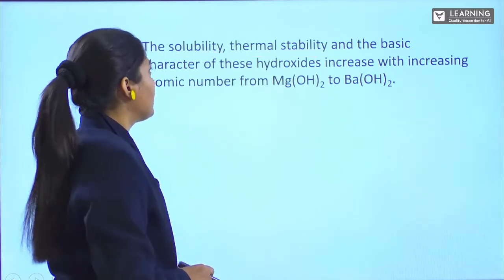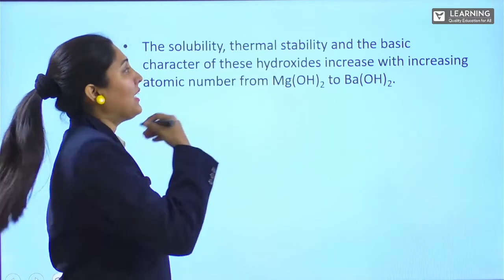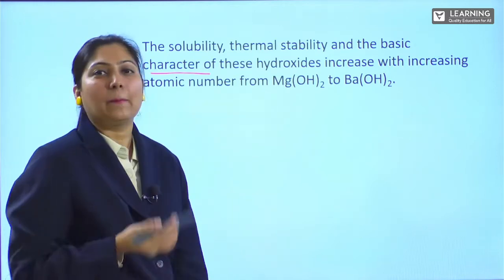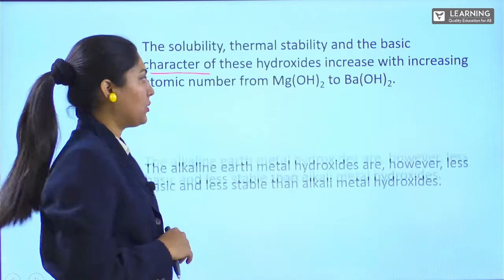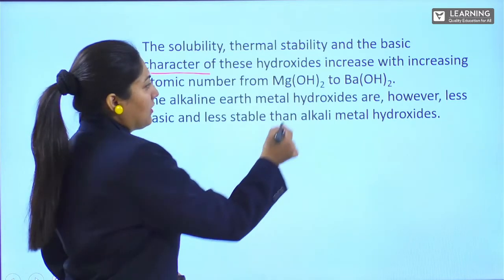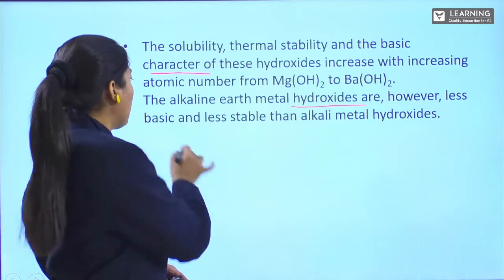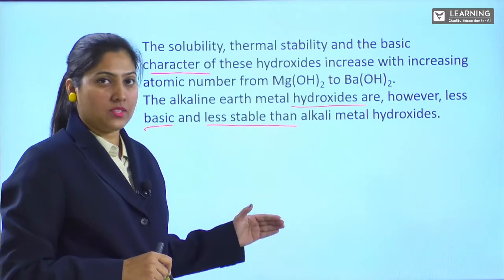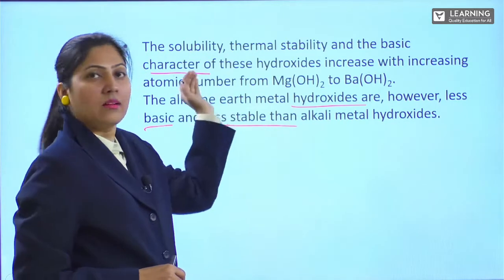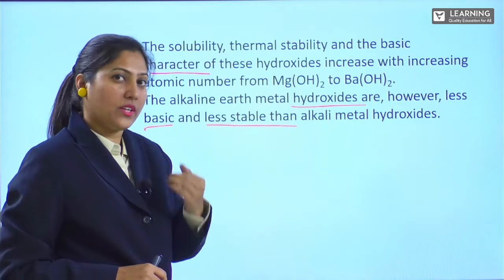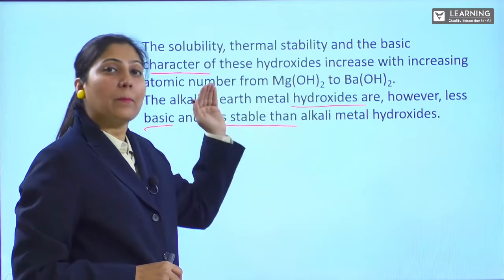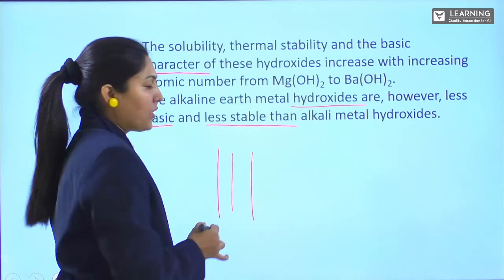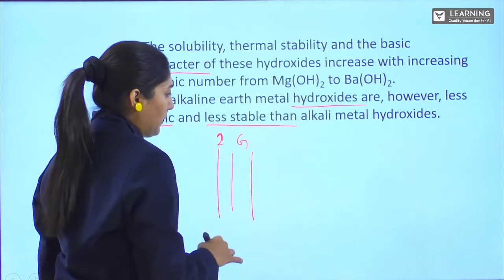Hope you understand this. Stability and solubility, also basic character, increase down the group as the atomic number increases, from magnesium to barium hydroxide. Alkaline earth metal hydroxides are less basic and less stable than alkali metal hydroxides. That is obvious. See here, these are basic in nature. That is the first thing we need to know. But if we compare it to alkali metals, we always need to compare with the other elements, right?